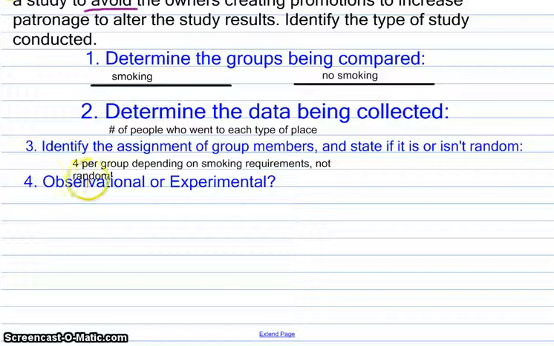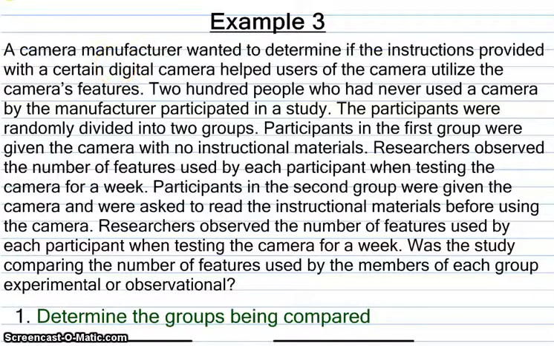Now, for the fourth, observational or experimental. They are not changing anything, they're just watching. So this right here would be observational. All right, example 3, take a minute and read. Pause if need be.